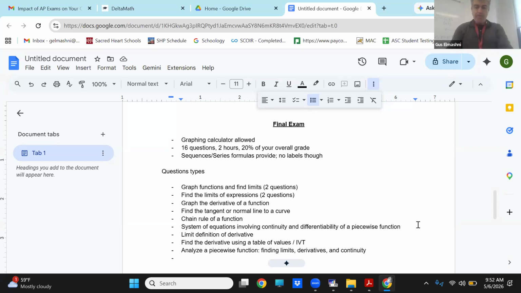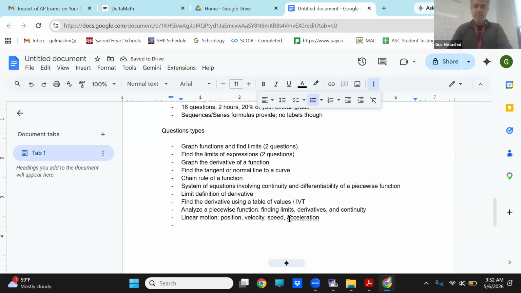Linear motion. Dealing with position, velocity, speed, acceleration. Okay, hope that makes sense.